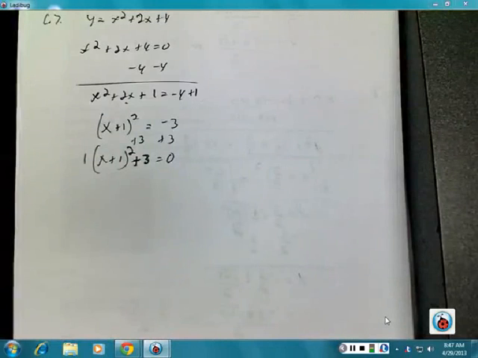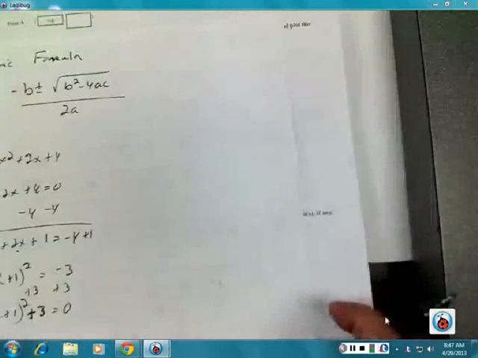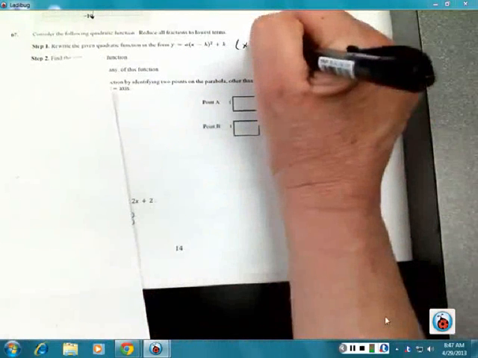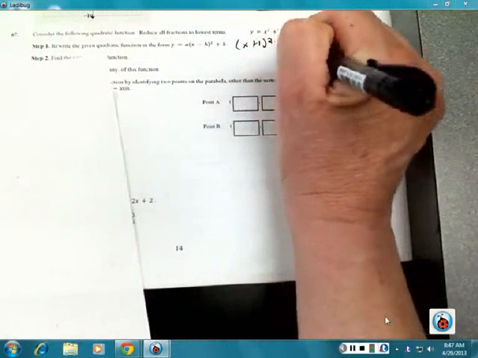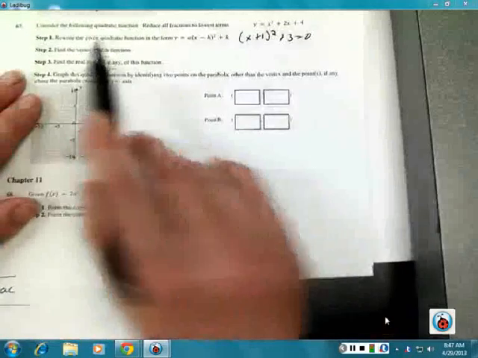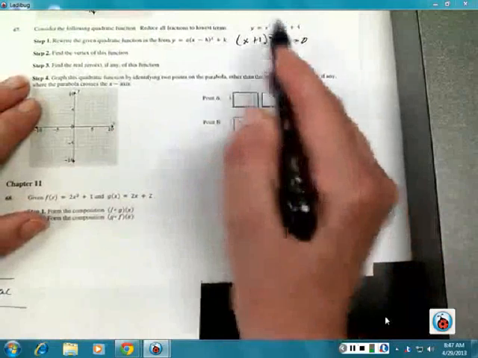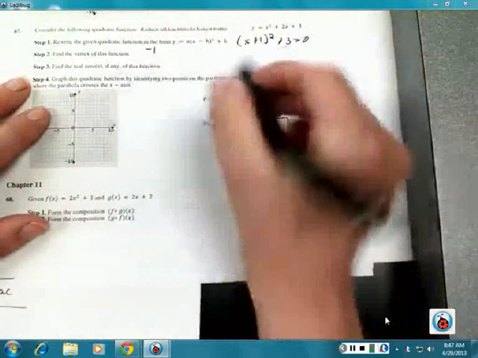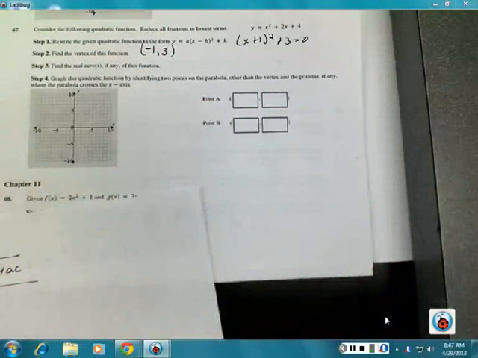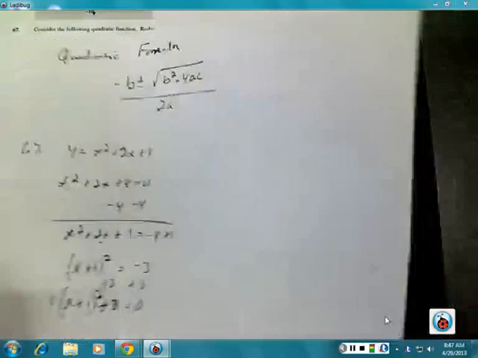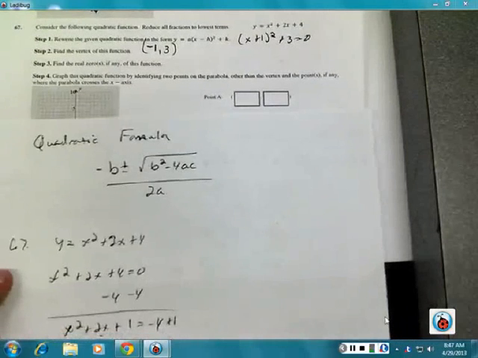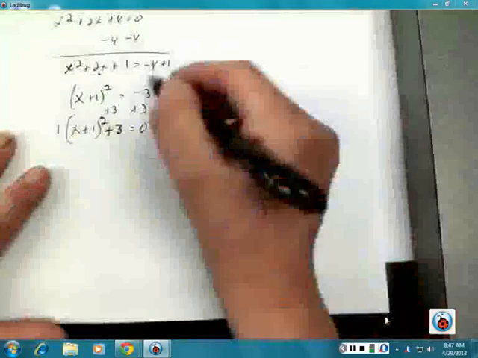Okay. So let's go back to our problem and see what else we've got to do in here. It says get it in that format. So we did. We had x plus 1 squared plus 3 equals 0. And then find the vertex. So the vertex is the opposite of h, and the y, or the k. Find the real zeros. If I find my real zeros, I want to go back to this point right here and leave it over there.